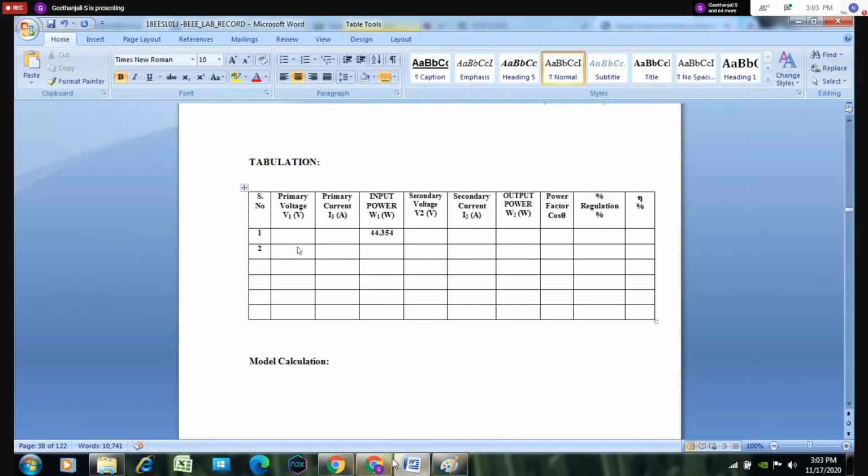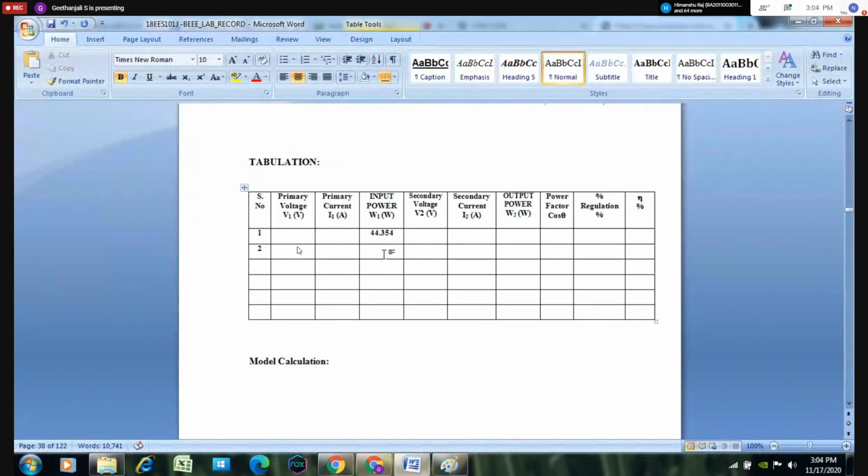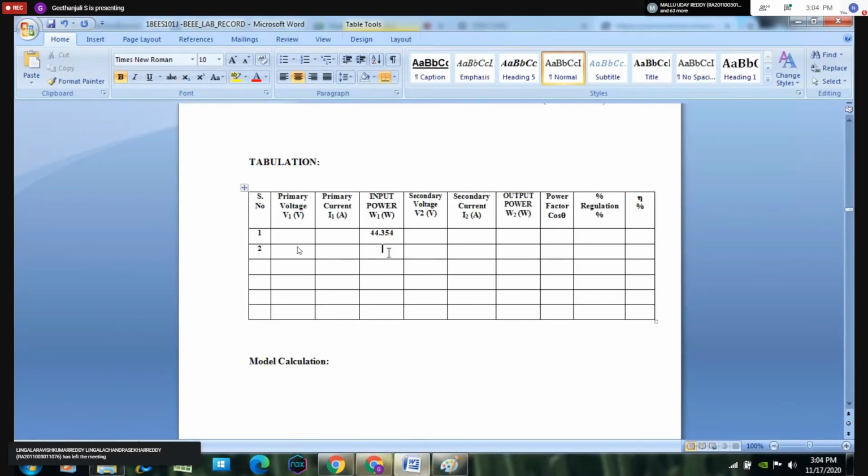Here what you're supposed to write is 133.32 milliampere. Then this is the voltage. You multiply both the values, then you will be getting the input power. Milliampere means 0.13332 into 19.775, which is 148.33. You fill the tabular column. So 19.77. Okay.